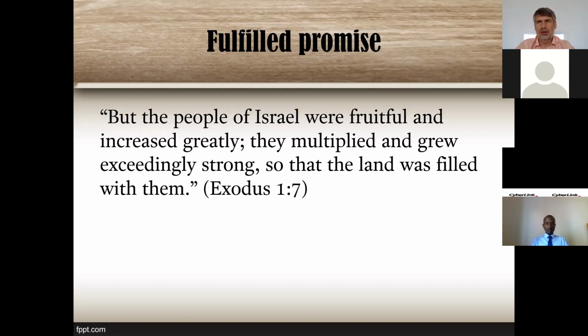So we can see that God promised Abraham and his descendants that they will be a great nation. So in the beginning of the book of Exodus, we can see that Israel is already a great nation.